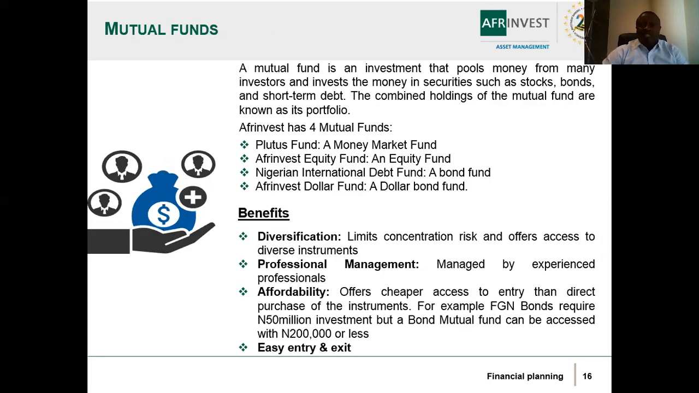Now, a mutual fund is an investment where you pool funds from different classes of investors and invest into particular securities. Securities can be stocks, bonds, or fixed income securities. At Afrinvest, we have four registered funds. We have the Afrinvest Plutus Fund. We have the Afrinvest Equity Fund, which is an equity-based mutual fund. We have the Bond Fund, which is the Nigerian International Debt Fund, and we have the recently registered Afrinvest Dollar Fund. The fund is currently open to both private and corporate individuals. I'm going to talk about this in the subsequent slides.